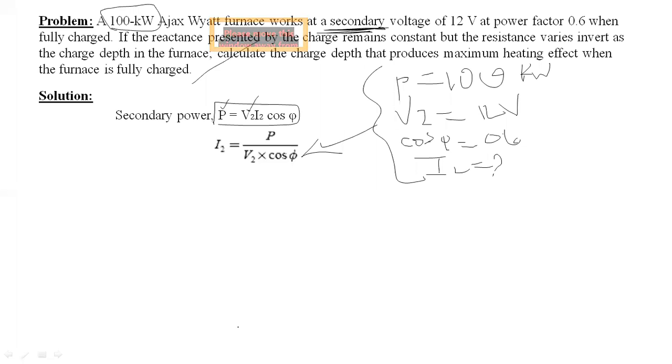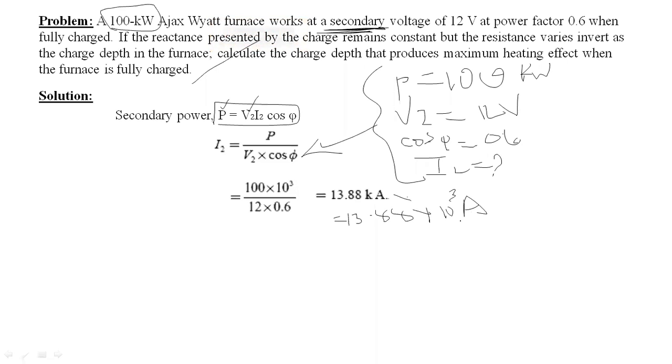13.88 into 10 power 3 amperes. Okay, that's where, let us check. 100 into 10 power 3 into 13 point. Here I have just considered it as kilo amperes. We can take it as 13.88 into 10 power 3 amps, or kilo amps.